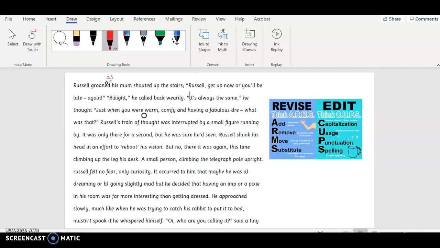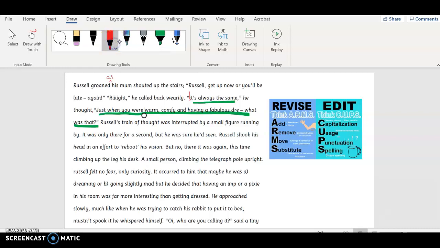So, comma. This is a split speech. So you can see here there's the start of the talking here, and then there's the adverbial phrase in the middle, he thought, and then just when you're warm, and he's got more talking there.